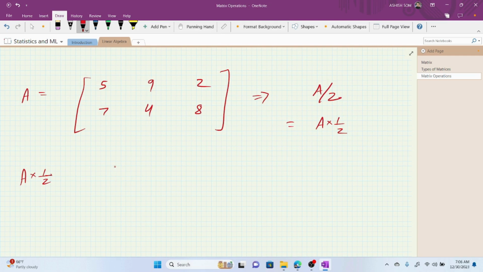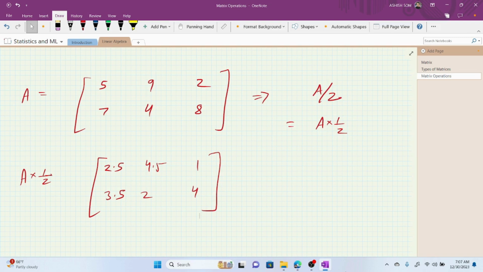So we can say like this. So it will be what? 5 by 2 will be 2.5. It will be, let's say, 4.5. It will be 1. It will be 3.5. It will be 2 and it will be 4. So this will be the resultant matrix.